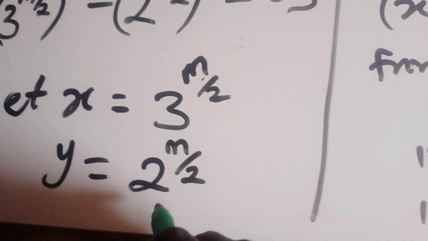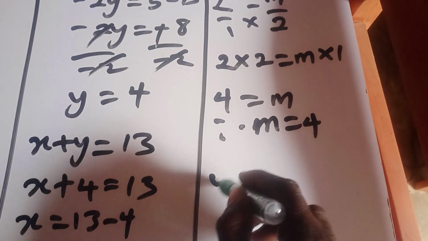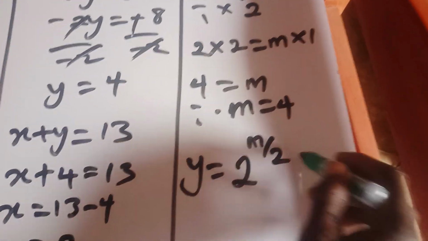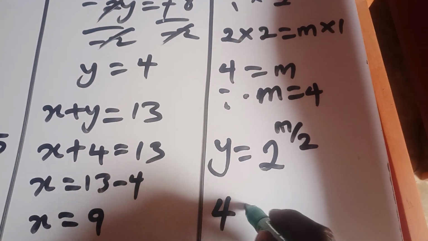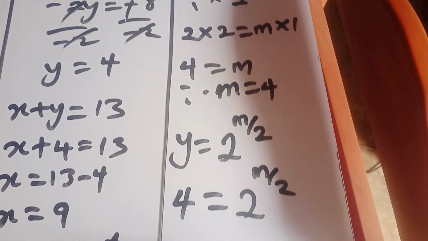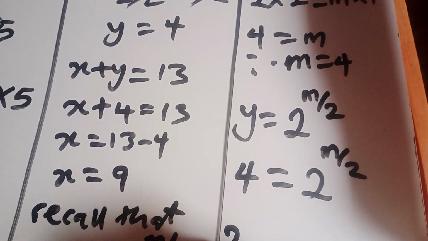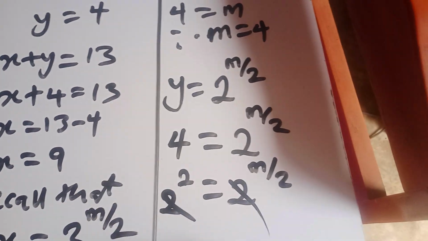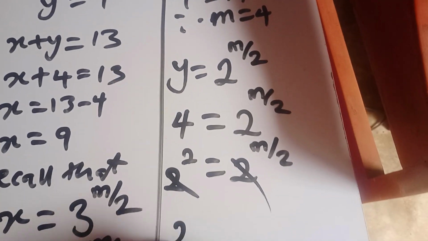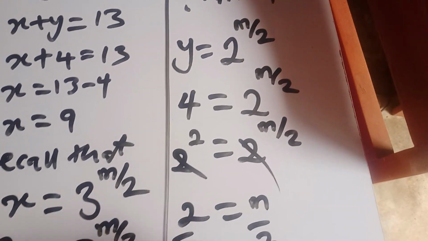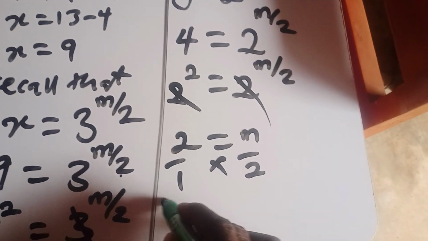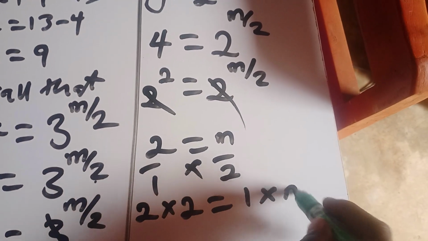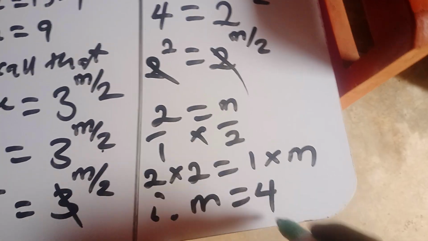So let me do the same thing for the second one, because I represented my y to be 2 raised by m over 2. What's the value of y? The value of y is 4. So y is equal to 2 raised by m over 2, and our y is 4, which is equal to 2 raised by m over 2. So I can rewrite this 4 to be 2 raised by 2 is equal to 2 raised by m over 2. They have the same base. According to the law of indices, I can cancel out the base and equate the power. So 2 will be equal to m divided by 2. If I do cross multiplication, I'll be having 2 times 2 is equal to 1 times m. Therefore, our m is equal to 4.